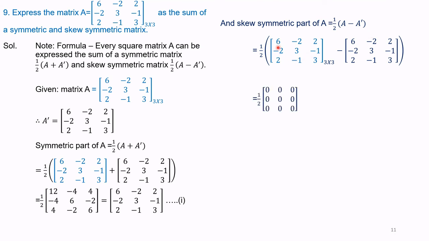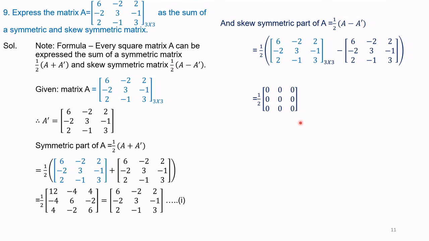Let us do it. Half of 6 minus 6 is 0. Minus 2 minus 2, that is minus 2 plus 2, is 0. 2 minus 2 is 0. That is row 1. Now row 2: minus 2 plus 2 is 0. 3 minus 3 is 0. Minus 1 minus minus 1, that is plus 1, is 0. 2 minus 2 is 0. Minus 1 plus 1 is 0. 3 minus 3 is 0.